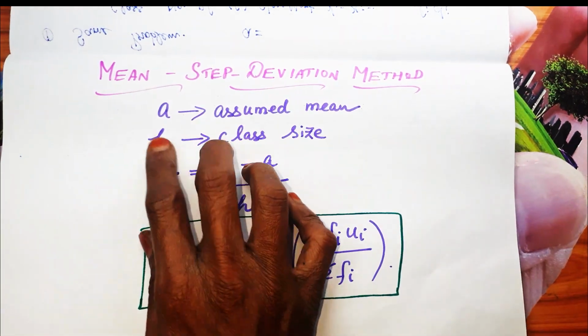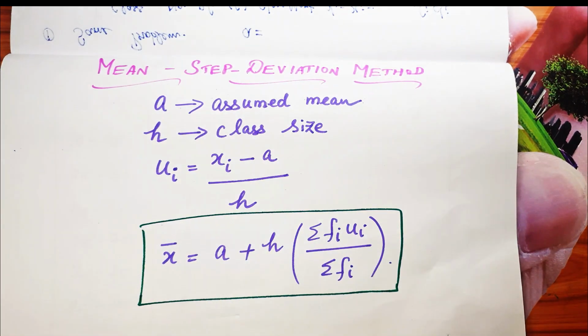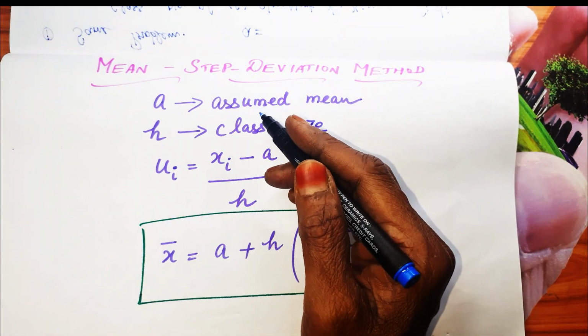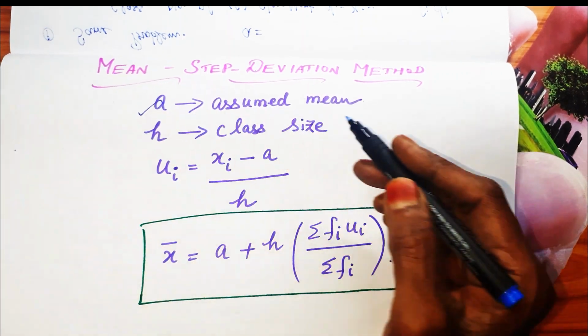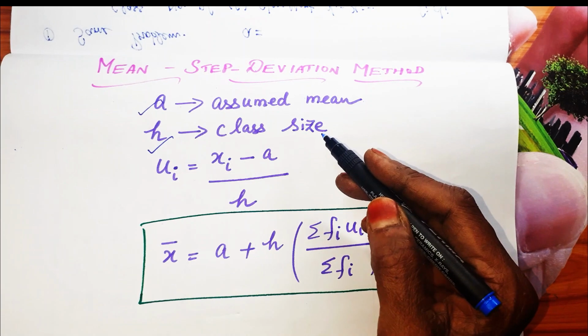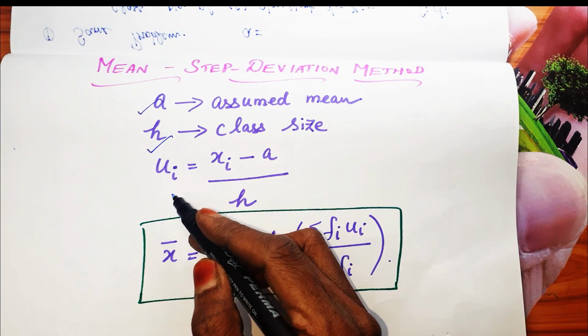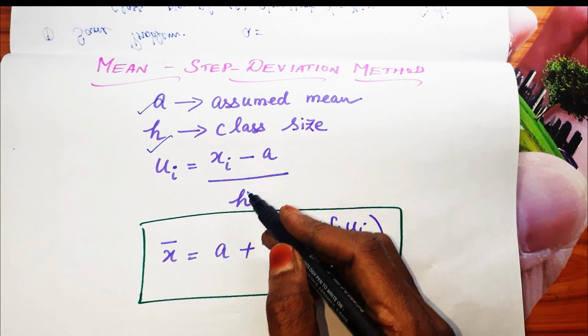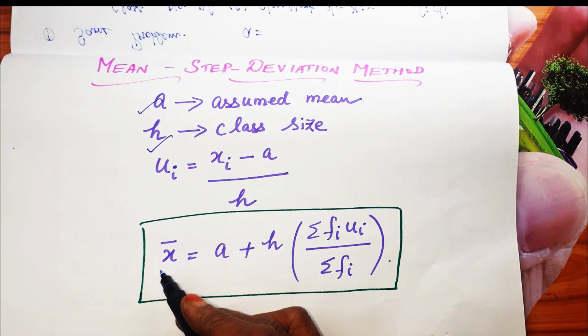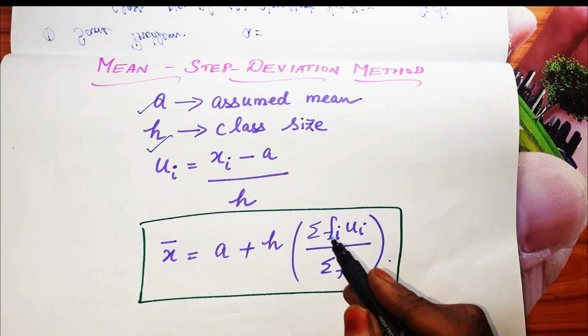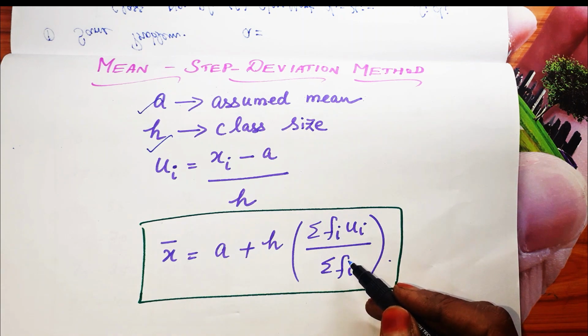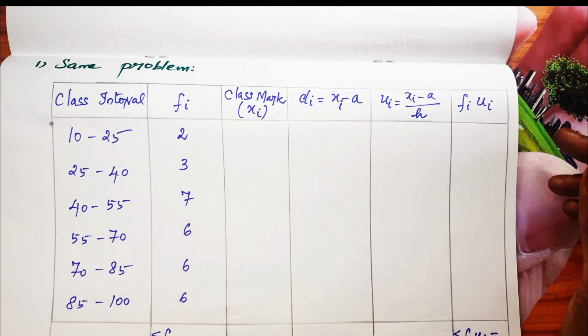Now come to the third method. This is calculating mean using the step deviation method. Here we have to take two things: one is the assumed mean A and the other is the class interval size, class size h, and the formula here is ui is equal to xi minus a by h. After taking ui, x bar is equal to a plus h into summation fi ui by summation fi. For the same problem, we are going to use the step deviation method for calculating the mean. So the mean answer we have to get is x bar equal to 62, because in the previous two methods we got the same answer.